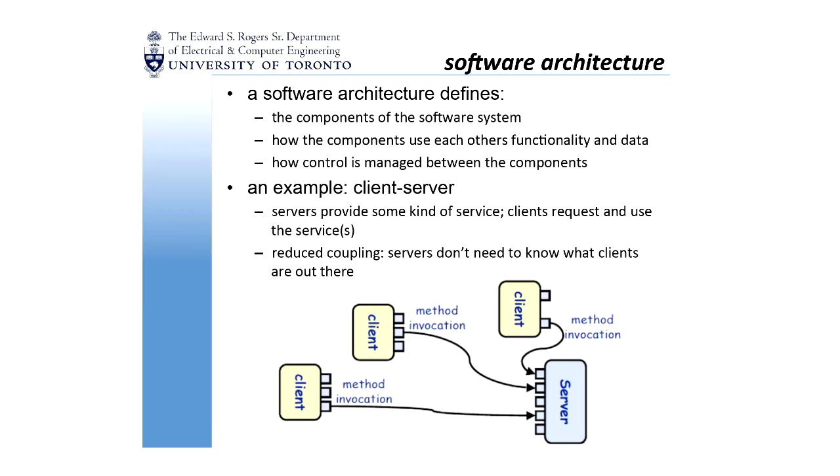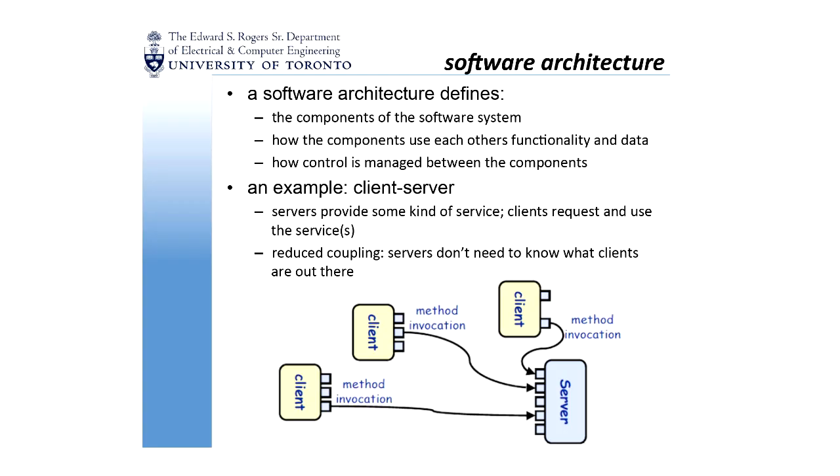To be precise, a software architecture defines three things: the components of the software system, how those components utilize each other's functionality and data, and how control is managed across the system.